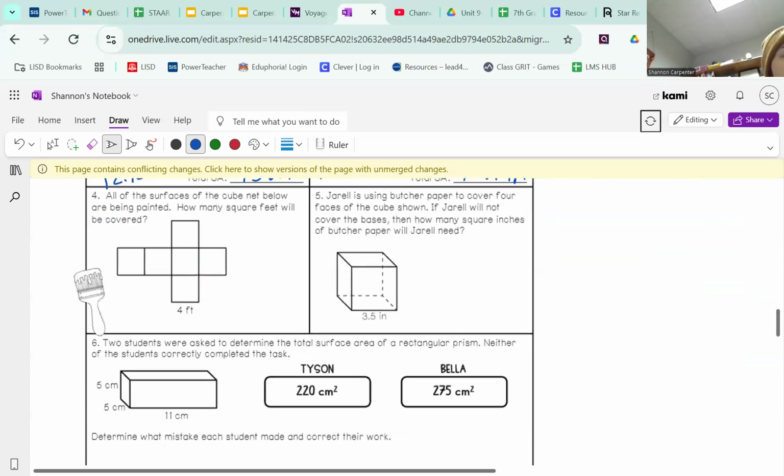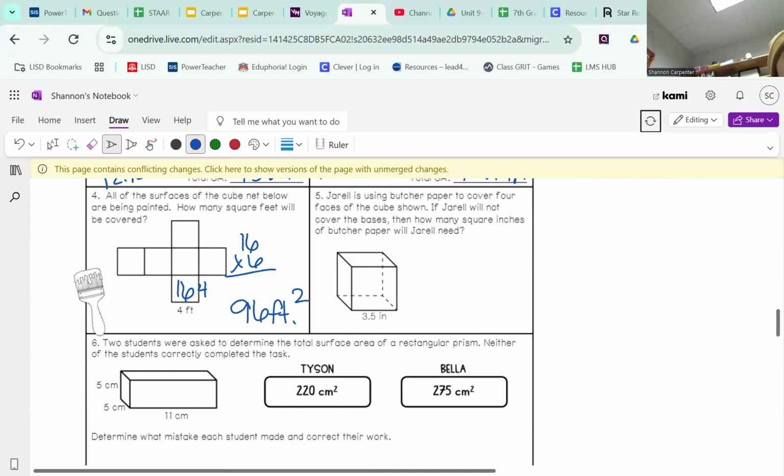Number 4 says all of the surfaces of the cube net below are being painted. How many square feet will be covered? What we know about a cube is all the sides are the same. So length times width, we would get 16. And there are 6 faces, so we would get a total surface area of 96 feet squared.